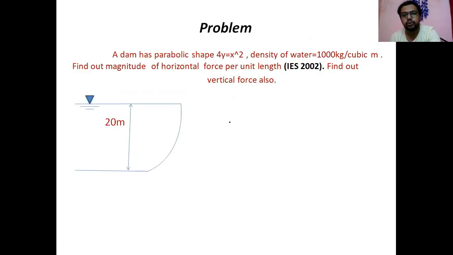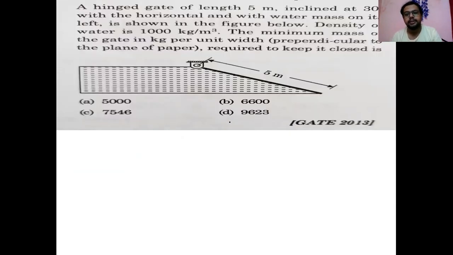So first we do one example. This is a gate, from 2013. One hinged gate is there. The length of the gate is given as 5 meters, so L is 5 meters. It is inclined with the horizontal at a 30-degree angle.